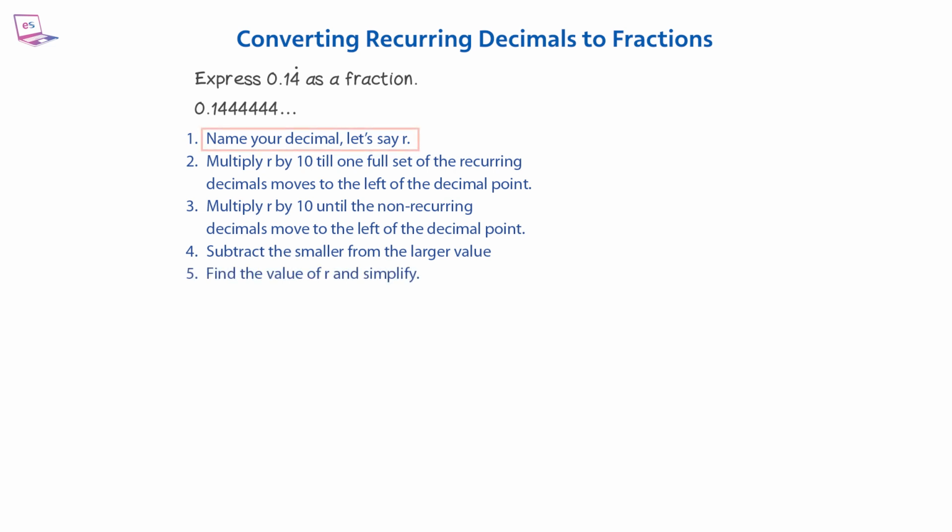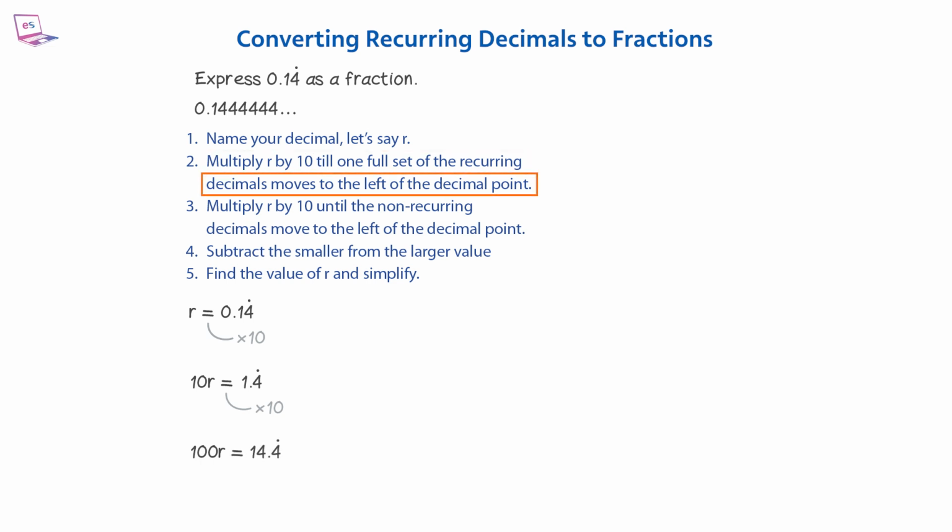Find the value of r and simplify. Let's call the recurring decimal 0.14 recurring as r. On multiplying both sides by 10, we get 10 r equals 1.4 recurring. On multiplying both sides by 10 again, we get 100 r equals 14.4 recurring. Since one full set of recurring digits has been moved to the left, we can stop the multiplication.